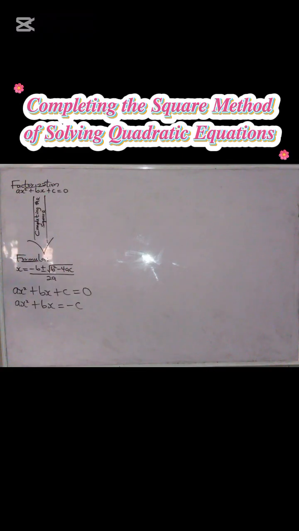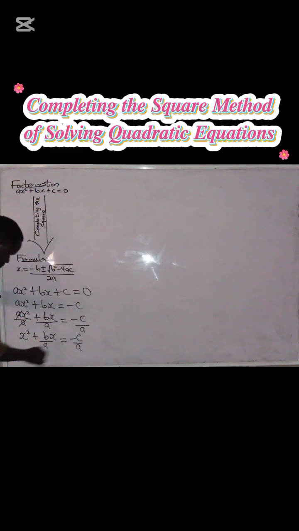After this, we are going to divide all through by a. If we divide all through by a, we have ax squared over a plus bx over a equals minus c over a. So this cancels this, and we have x squared plus bx over a equals minus c over a. Now we have the coefficient of x to be plus b over a.